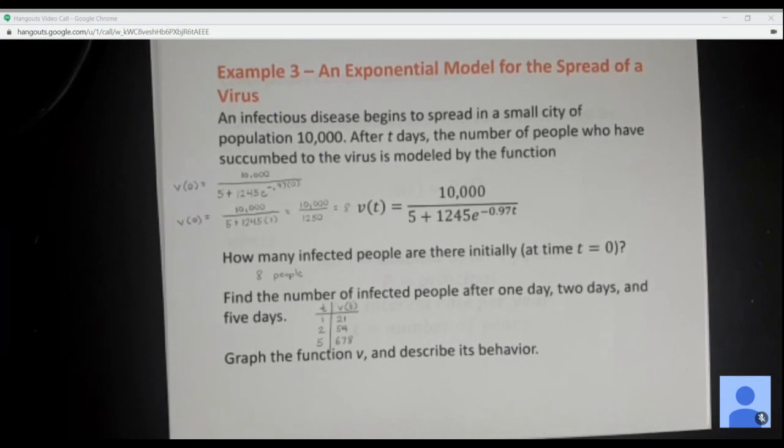Okay, so we know in this case, right, we started with 8 people. After 1 day, it grew to 21 people. Another day later, it's already at 54. And then 5 days, right, we're all the way up at 678 people, right? So it is going to be a pretty steep curve when we graph it. All right. Anything else about it you might be able to describe? Okay, so maybe a J shape, right?